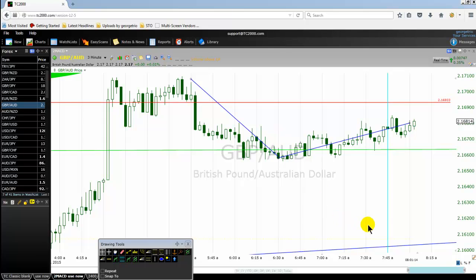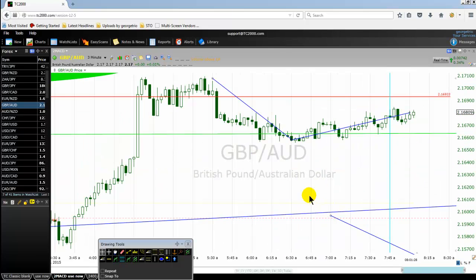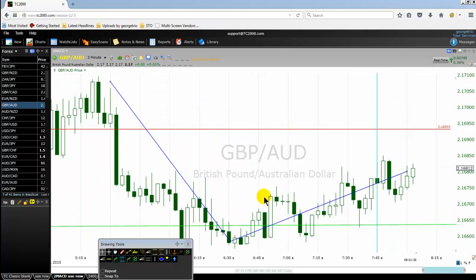Okay, traders, let's continue. As you can see, we paused the video here, where I placed the vertical line. The price went up and went down. Now it's going back up again. Okay, so that's what's going on here on a 3-minute chart of the British pound, Australian dollar currency pair.